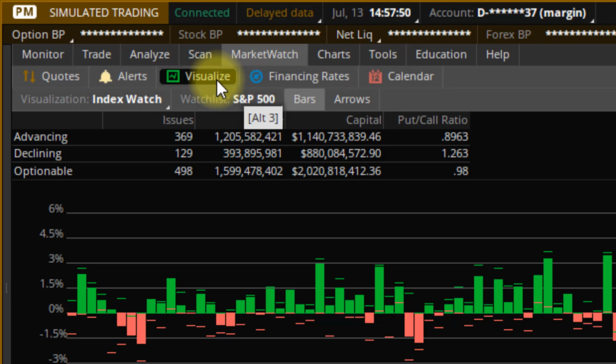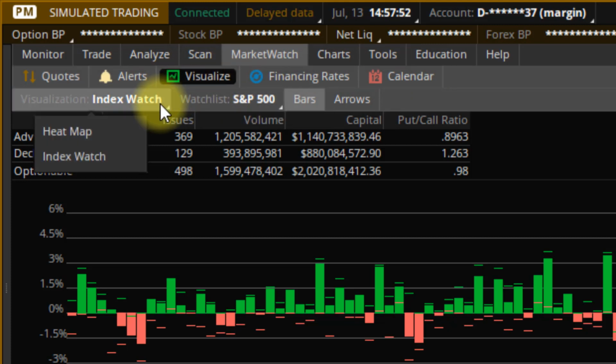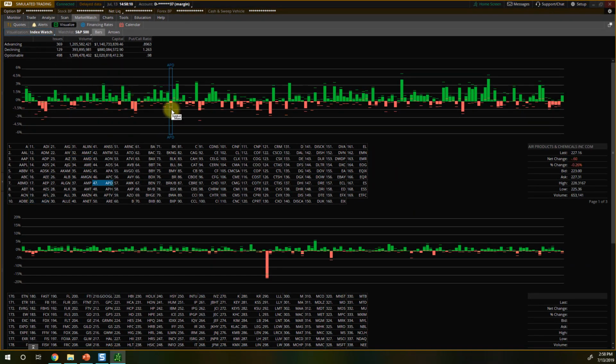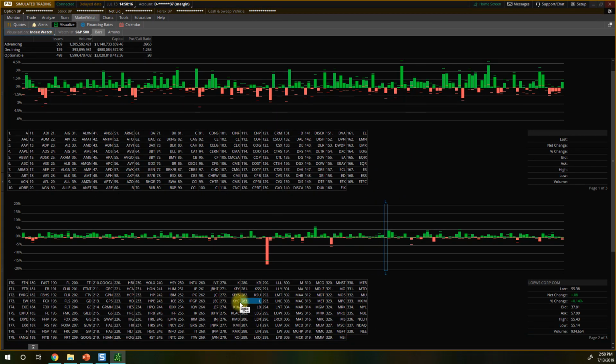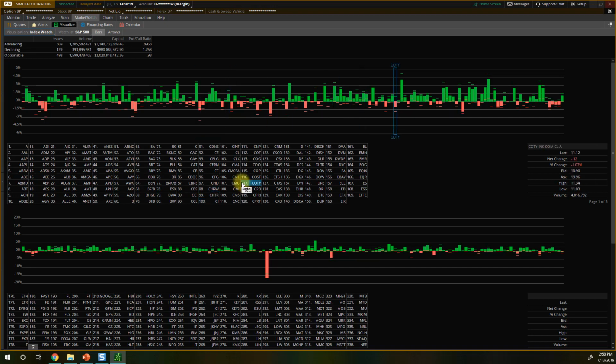From the Visualize subtab, you can choose from this drop-down menu. We have Heat Map and we have Index Watch. You just want to click on Index Watch right there. And this is what it's going to look like. You're going to get a series of up and down green and red bars and several lists down here. These are just little ways of cross-referencing the companies.